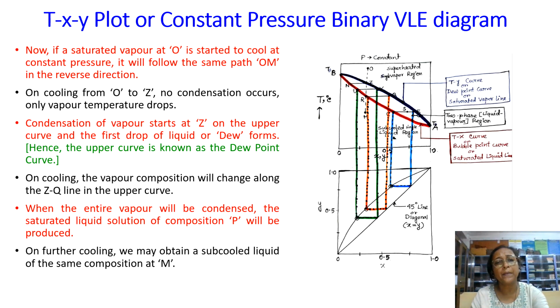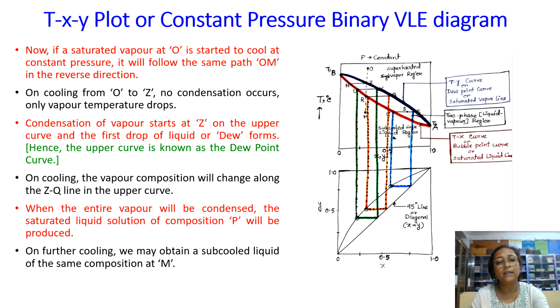Now, if the superheated vapor at O is cooled at constant pressure, it will follow the same path OM in the reverse direction. On cooling from O to J, no condensation takes place. Only the vapor temperature drops. Condensation of vapor first starts at point Z on the upper curve and the first drop of liquid, called dew, forms. Hence the upper curve is known as the dew point curve.